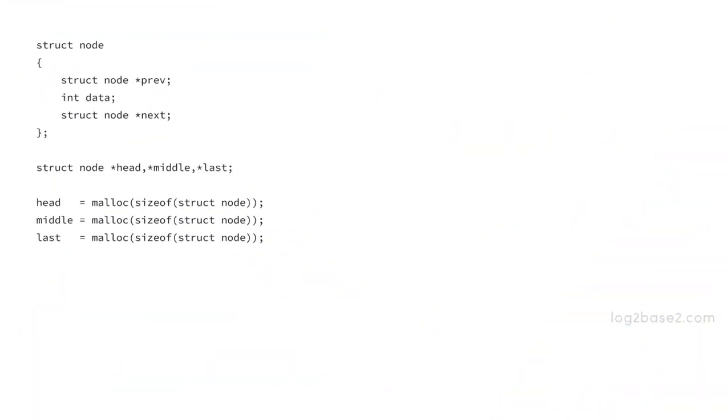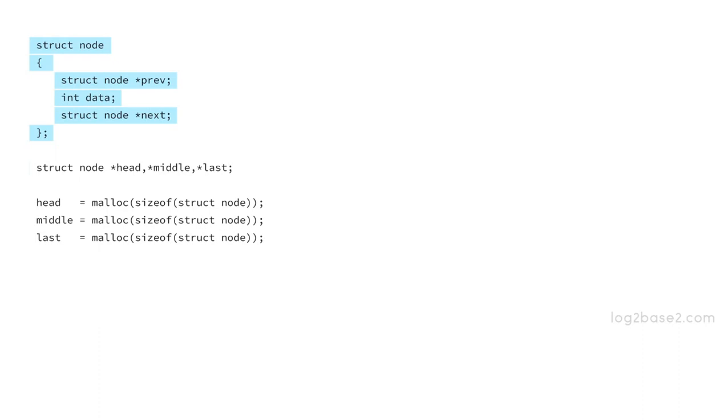Now, let us see a sample program to create a doubly linked list with 3 nodes with data 10, 20 and 30 and display it in forward and backward directions. So first, create a structure for a node of this doubly linked list. Here, we have struct node star prev and it is used to refer to the previous node. That is, it will hold the address of the previous node.